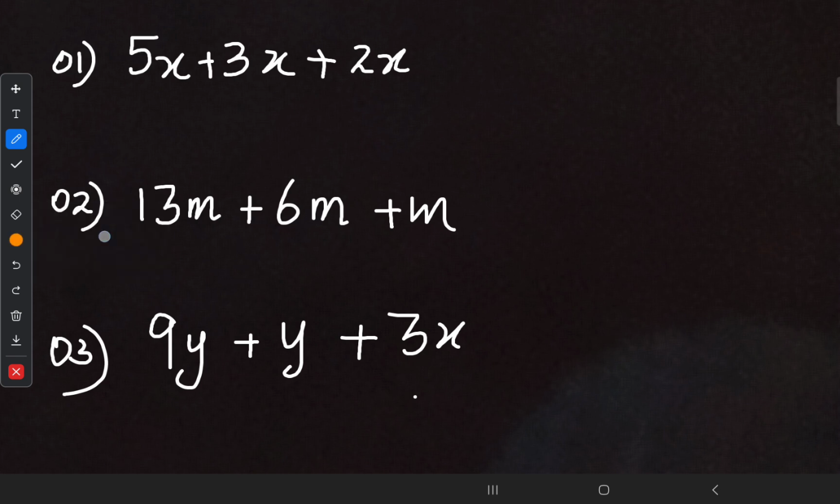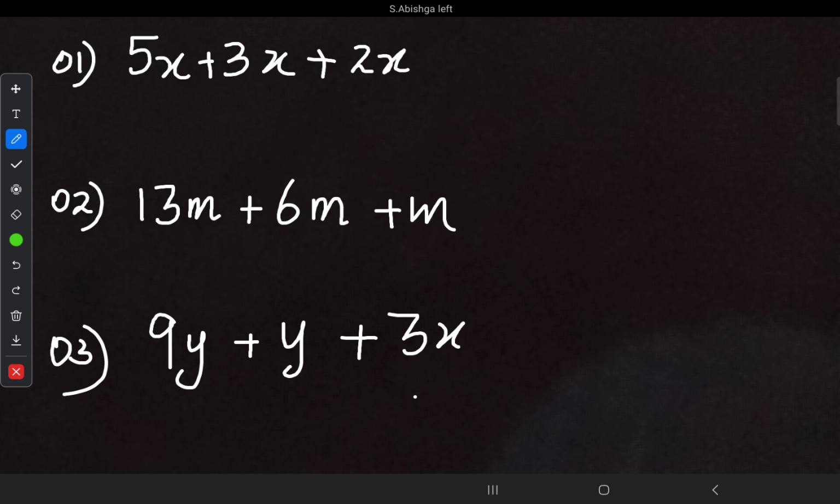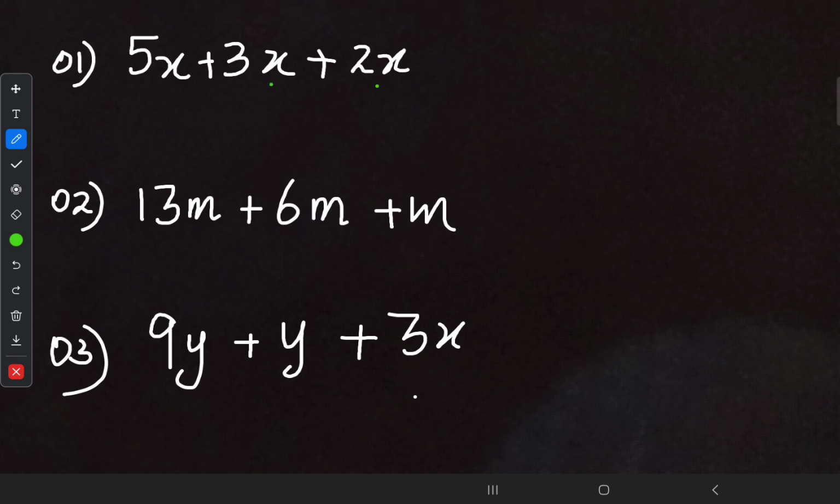Okay, in these questions, let's see. For the first one, you can see all three have the same variable. Okay, this one has an x particle, this one also has x, this one also has x. So these are classified as like terms, so we can do the calculations between these particles. So you can add these three. 5 plus 3 is 8, 8 plus 2 is 10x. So your final answer for this one should be 10x. Okay, easy. The variables are same.